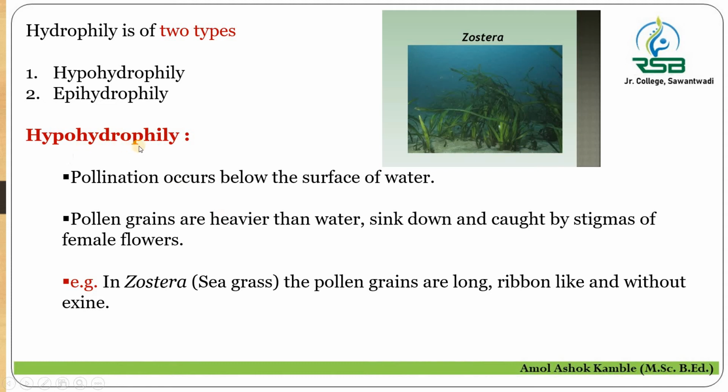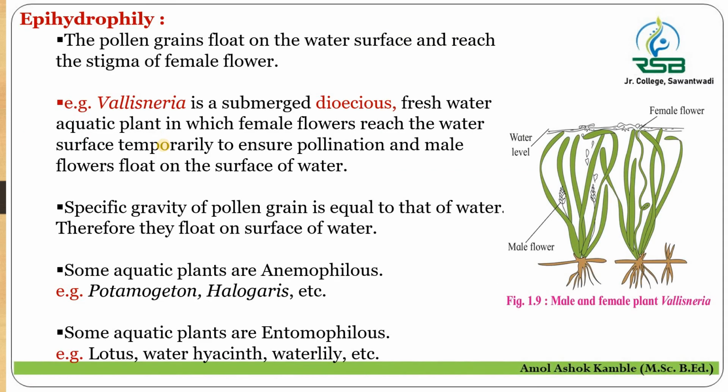So, hypohydrophily takes place below the water. Then come towards the second type of hydrophily, that is epihydrophily. Here the example is Vallisneria, which is a submerged dioecious freshwater aquatic plant. In epihydrophily, the pollen grains float on the water surface.